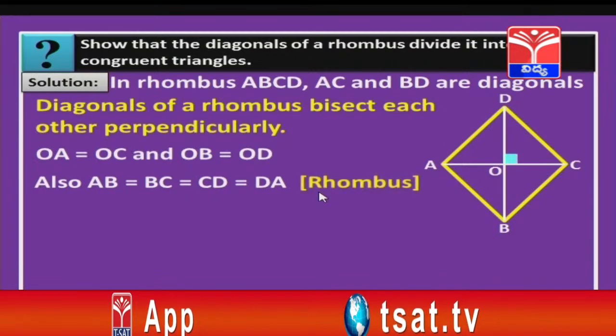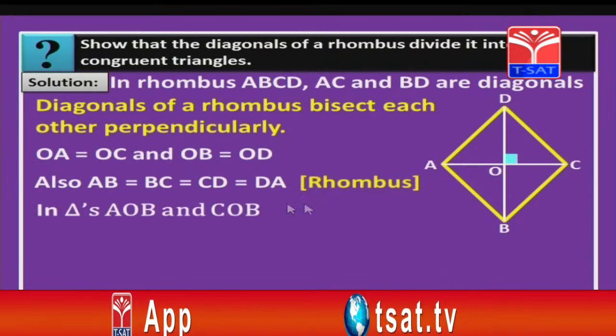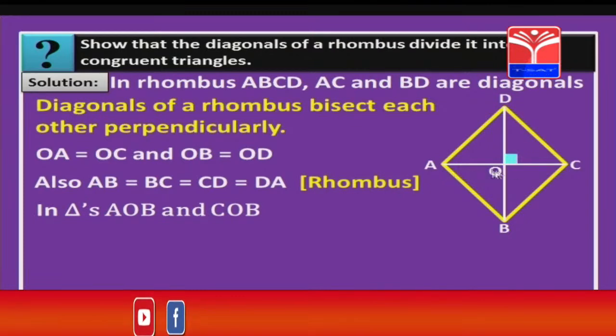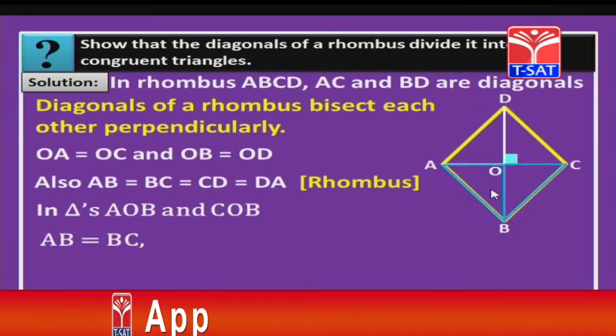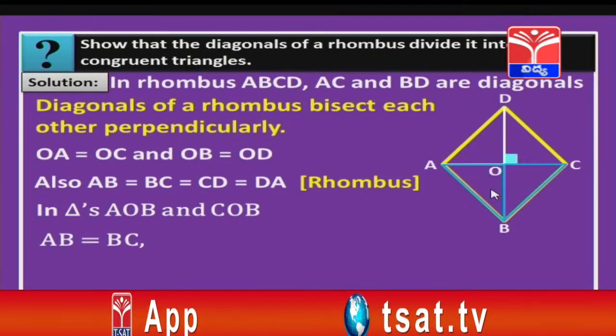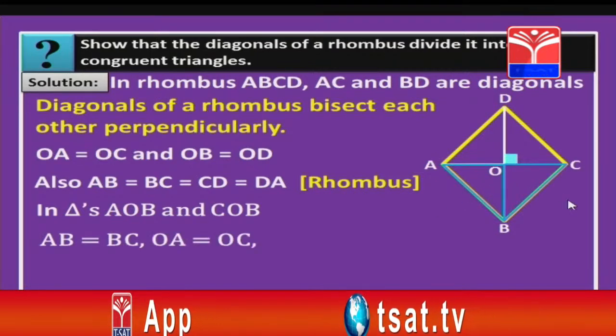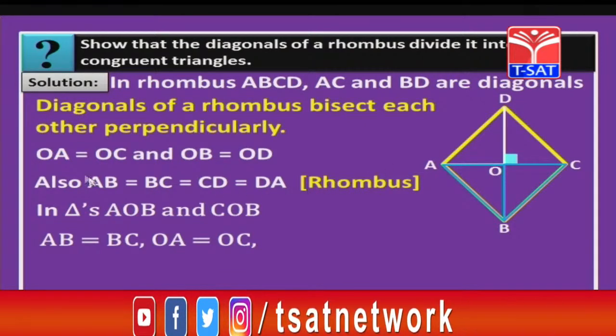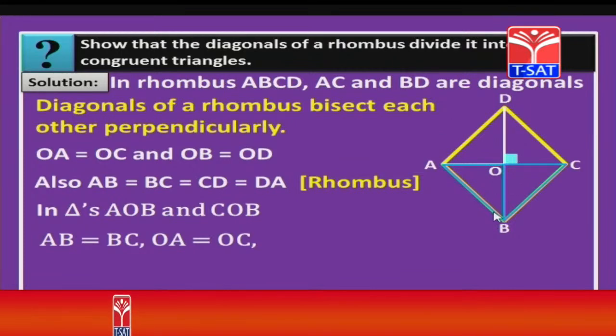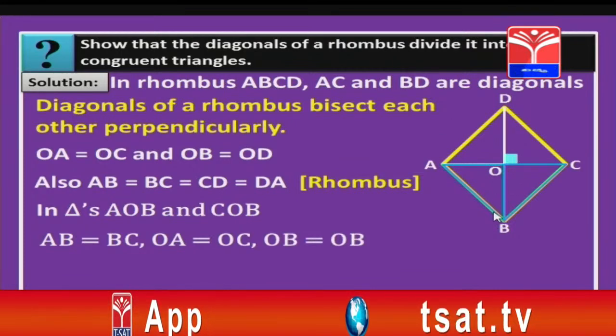Okay, children? Now, in triangles AOB and COB, these two triangles, if you consider, these two are adjacent triangles, right? In these two triangles, AB equal to CB. Here if you notice, AB and CB both are equal because they are sides of the rhombus, and also OA equal to OC. We have already seen here, right, because diagonals bisect perpendicularly, and this OB is there, which is a common side for both the triangles.